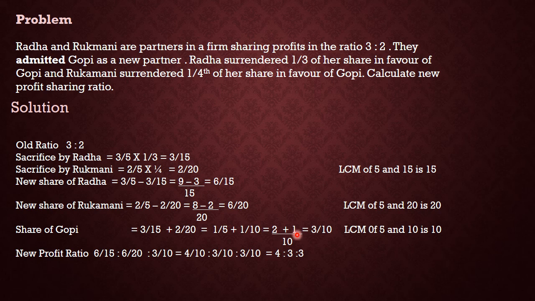New profit sharing ratio is Radha 6 by 15, Rukmini 6 by 20 and Gopi 3 by 10, and that is equal to 4 is to 3 is to 3.